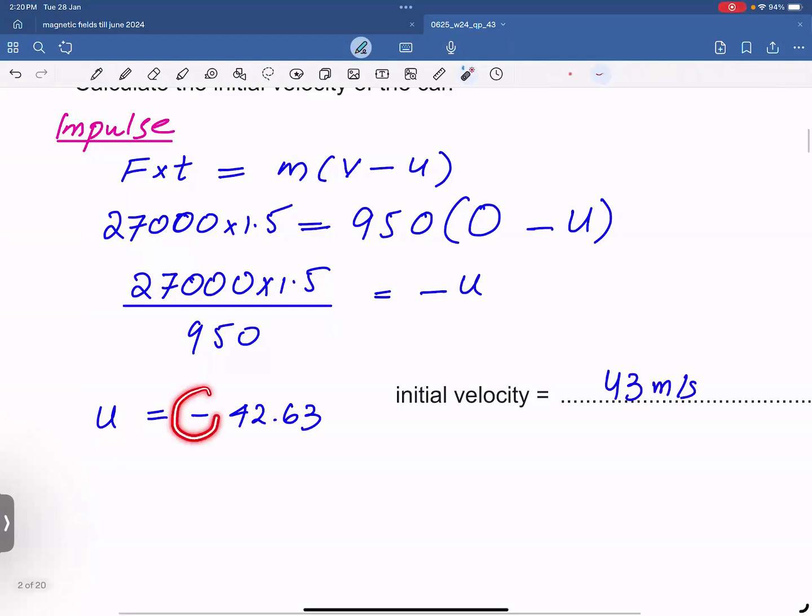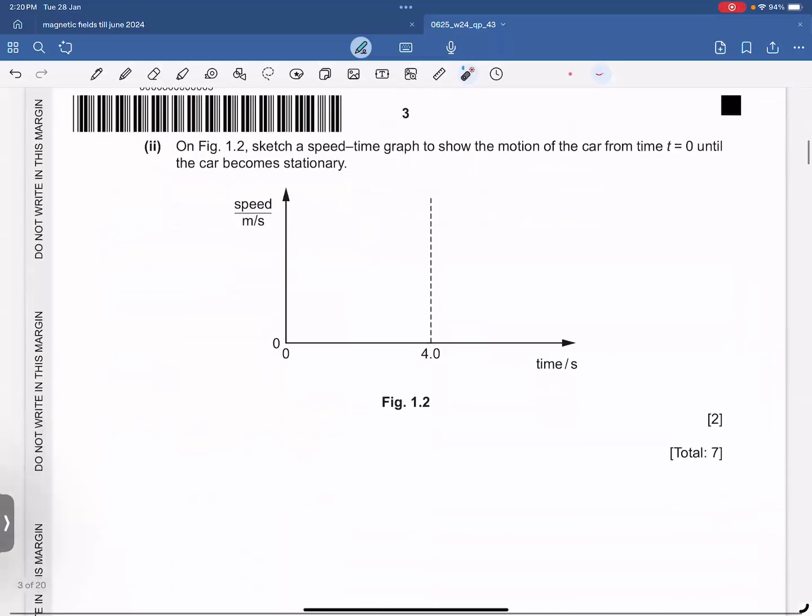Dear students, the meaning of negative sign means when it hits, its speed decreases or it decelerates. So that's why negative. You will not write the negative with the final answer. We proceed to the next part.